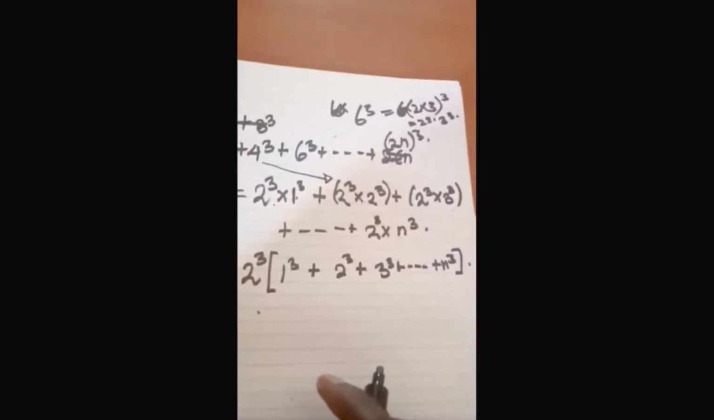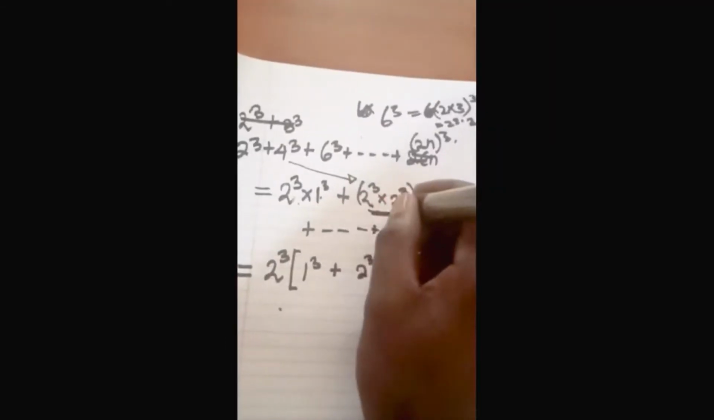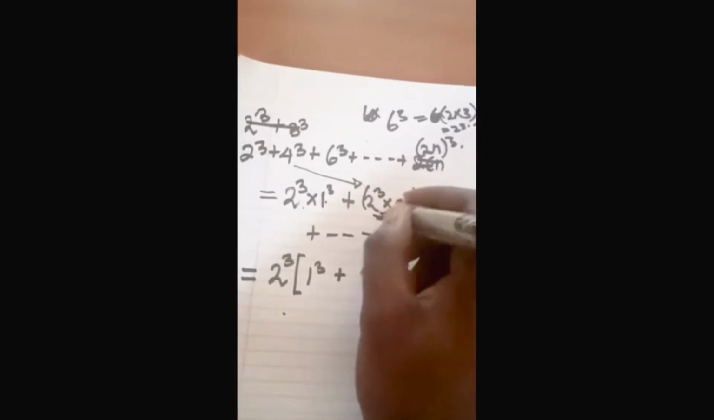Excuse me, sir. Please. I have some question about that second one. 2 cubed times 2 cubed. This one here? Wouldn't it be this 2 cubed here times 1?